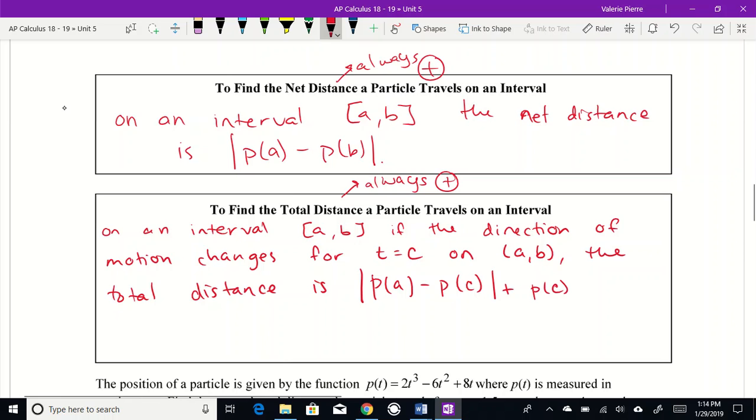where we change directions minus our final position. Take the absolute value of that. Right? So if we're going to the left, let's say we started by going to the right, and then we change to go to the left. Right? So then the distance that we travel to the right, we want to add that to the distance that we travel to the left. That'll give us the total distance that we traveled.